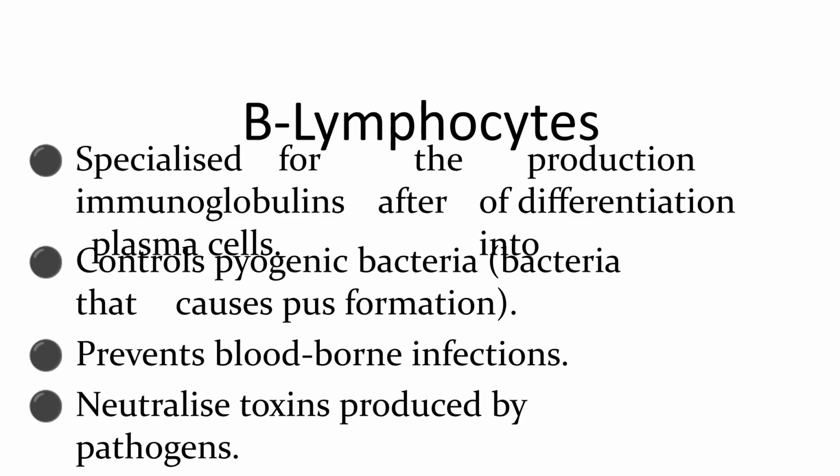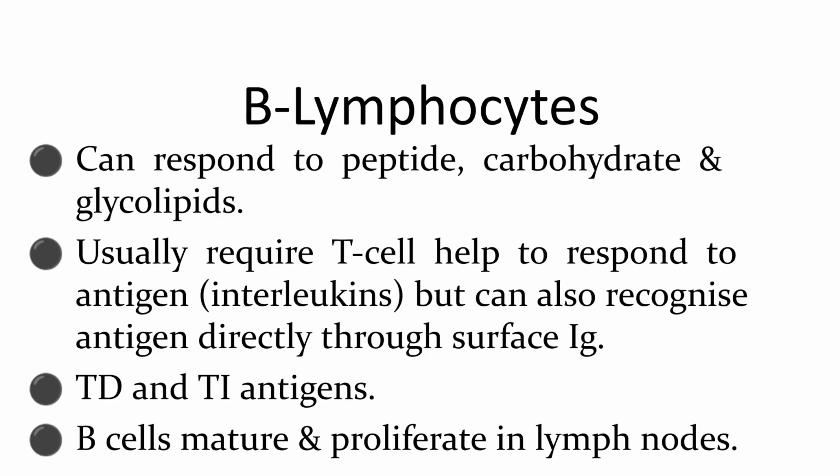B lymphocytes are specialized for producing immunoglobulins after differentiation into plasma cells. They control pyogenic bacteria, prevent blood-borne infections, and neutralize toxins. B lymphocytes constitute about 12% of total lymphocytes. They can respond to peptide, carbohydrate, and glycolipids. They usually require T cell help to respond to antigens, but can also recognize antigens directly through surface immunoglobulins. B cells mature and proliferate in lymph nodes.